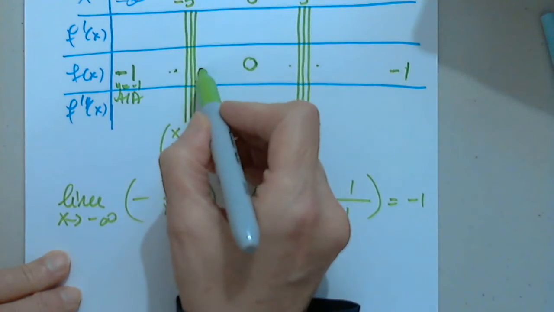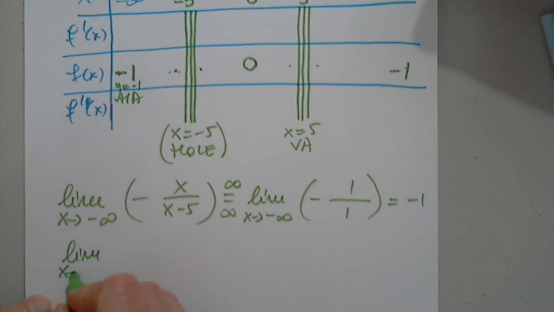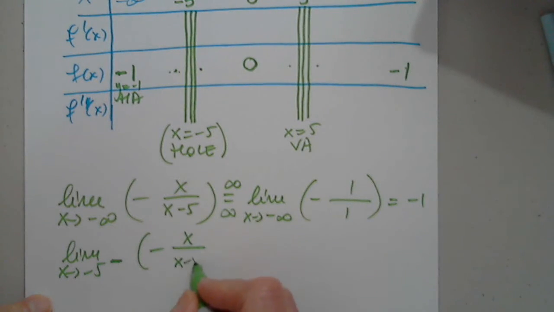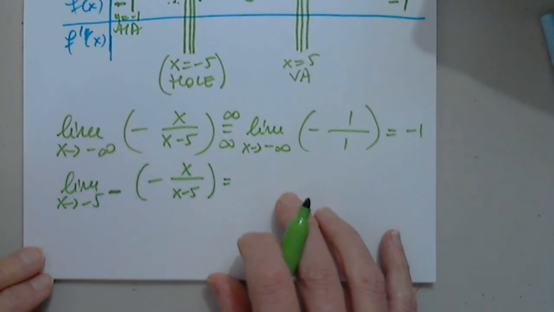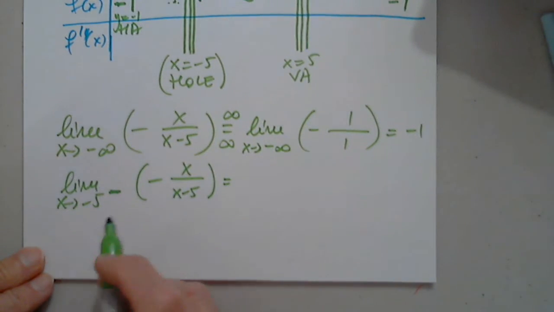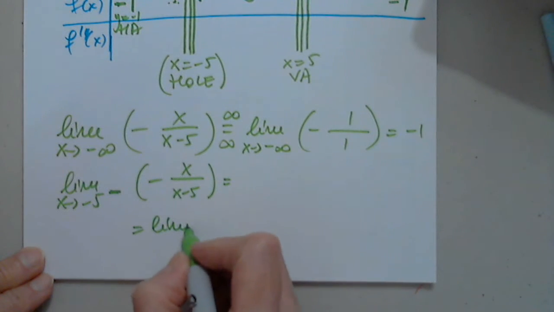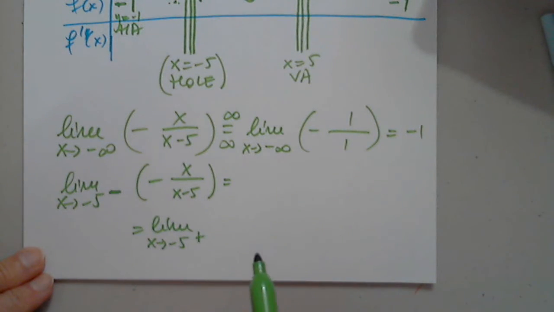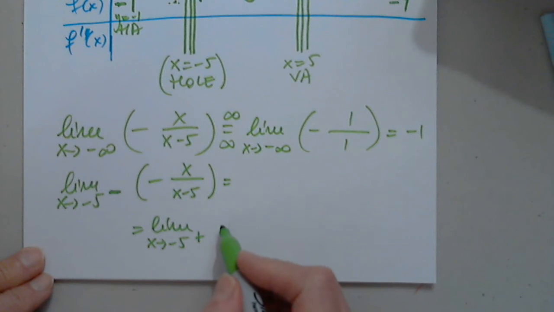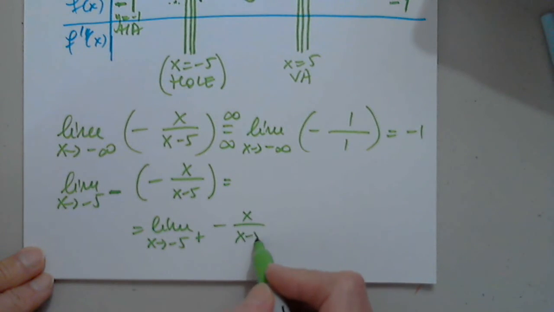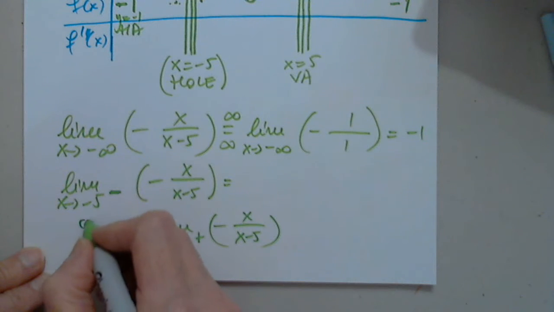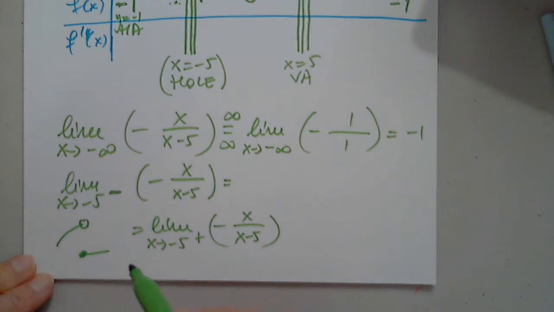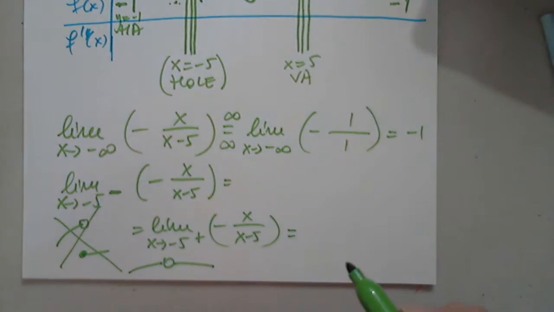Now for the limit for the hole. Limit as x approaches -5 from the left of -x over x minus 5. And for sure, it has to equal the limit as x approaches -5 from the right. So these have to be the same. It's a hole. It's not like this. No, it's a hole. Something like this. So they have to be the same.